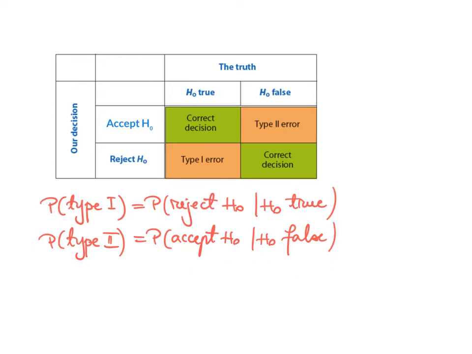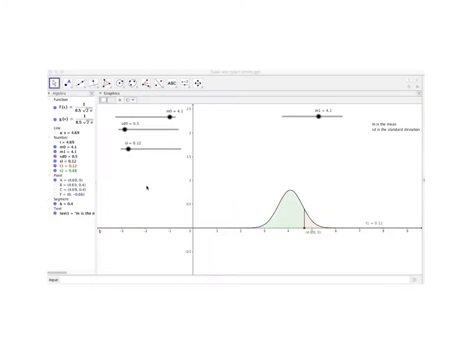Let's see how we calculate the probability of a type 1 and the type 2 error. But first of all, let's look at the graphical representation. Yes, I know, I'm a bit of a nerd, so I created this file in GeoGebra. I love GeoGebra. Let's see what the file does.